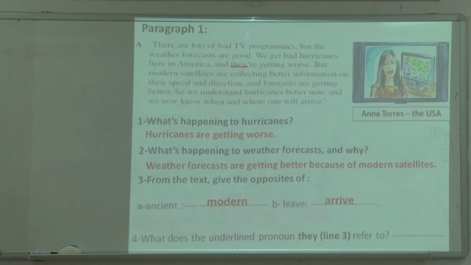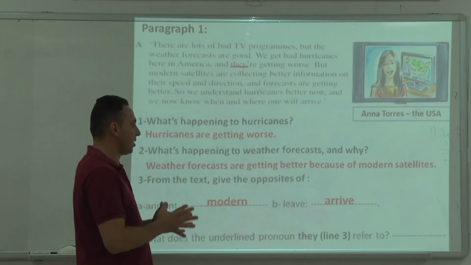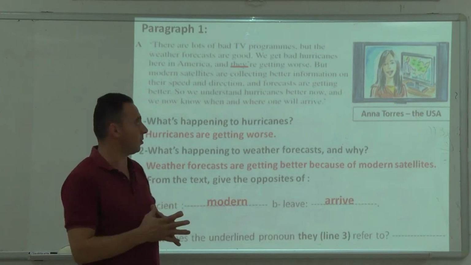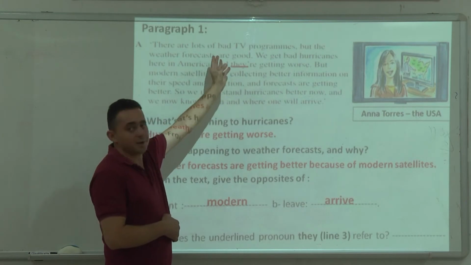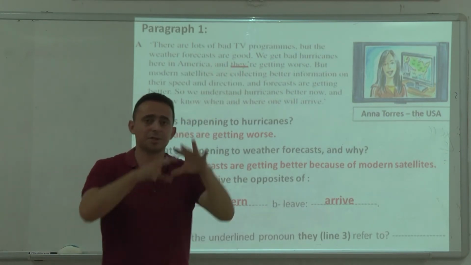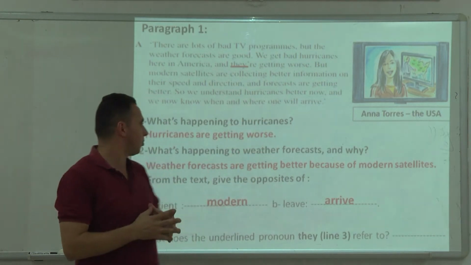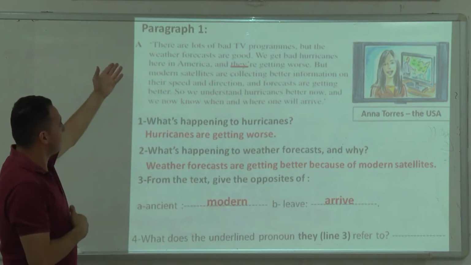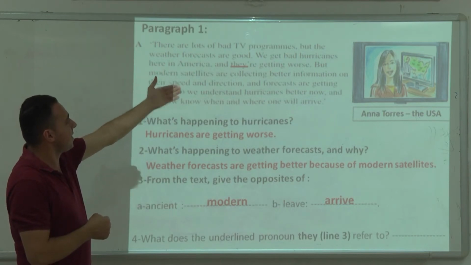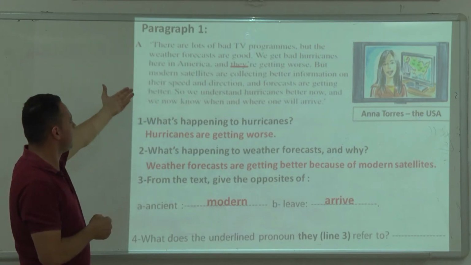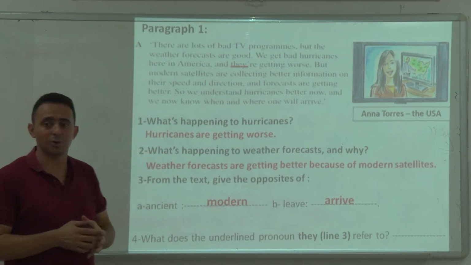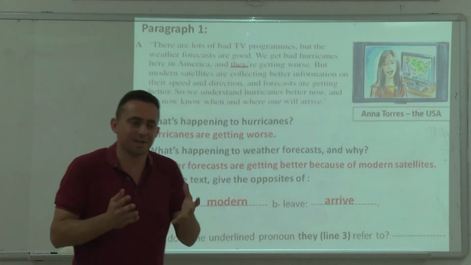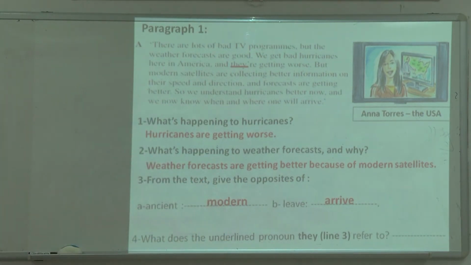Question number 4. What does the underlined pronoun they, line 3, refer to? Go to line 3. The underlined pronoun they refers to what? You know that they refers to a plural noun. What does it refer to? Go to the text. We get bad hurricanes, line 2. We get bad hurricanes here in America, and they're getting worse. So they refers to, who can answer the question? That's excellent. Yes, they refers to hurricanes. So the answer is hurricanes.